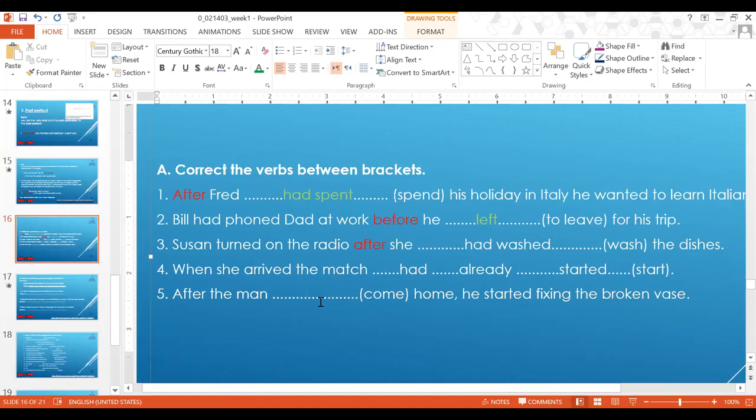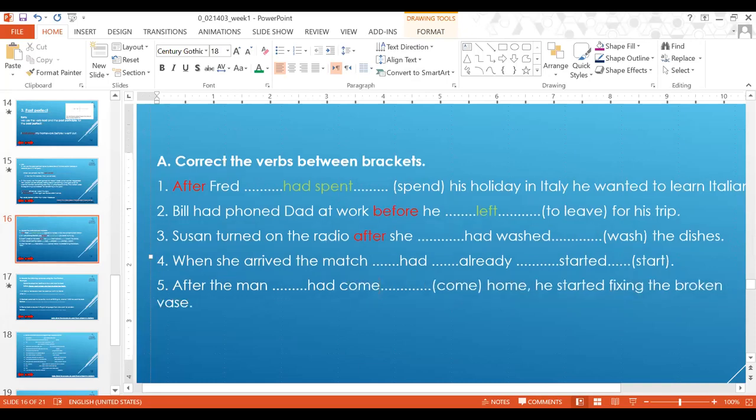Ali. After the man had came home, he started fixing the broken vase. But look here. You said after the man had came. Came is the past verb, or verb two. We can't use it. So it's come, came, come. You need the past participle, or verb three. Verb three from the word come is come. So after the man had come.